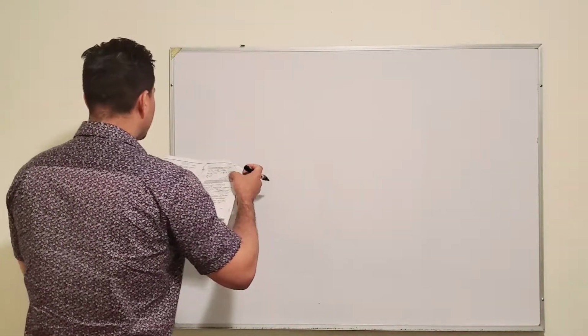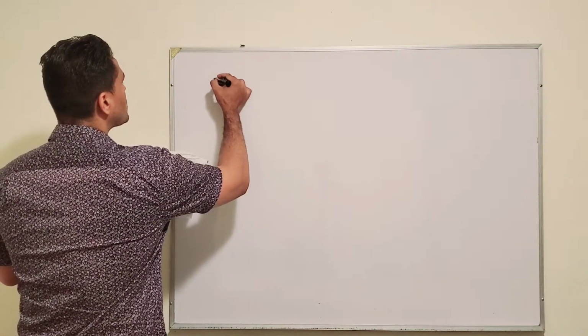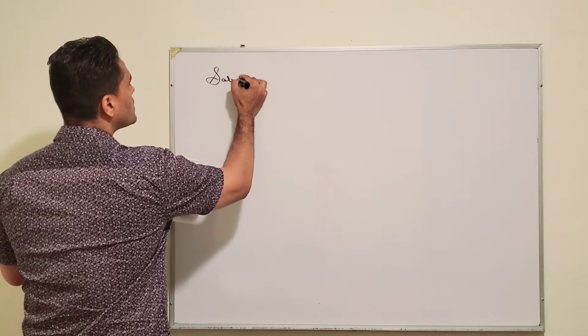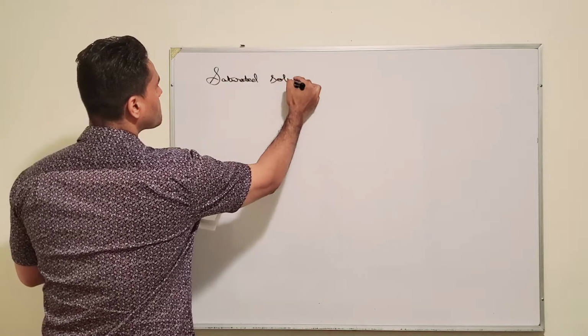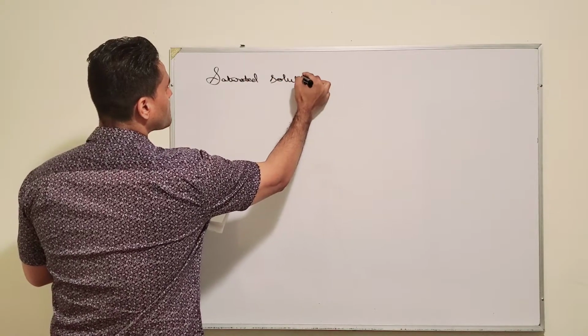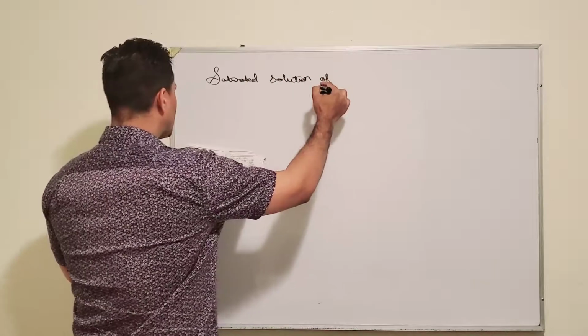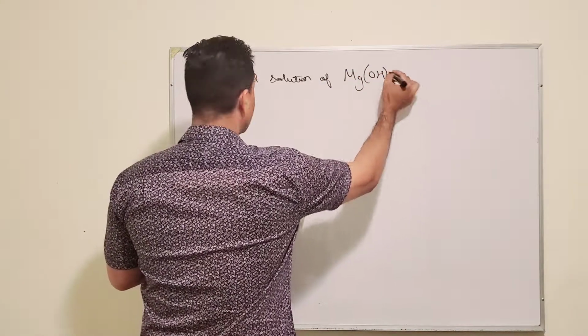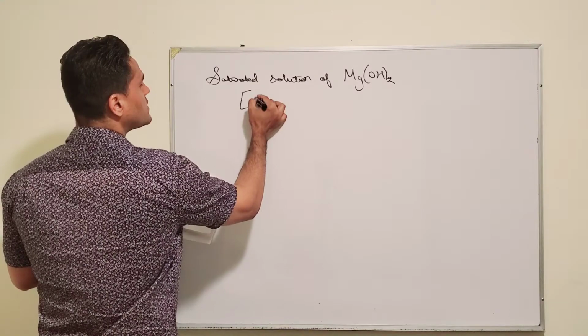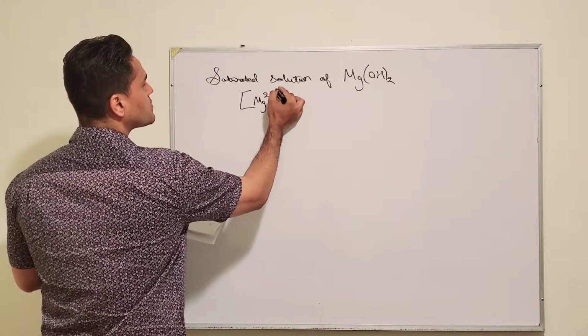Next up, the question says we have a saturated solution of Mg(OH)2. We have a saturated solution of Mg(OH)2. And they're asking us to find the concentration of Mg2 plus.